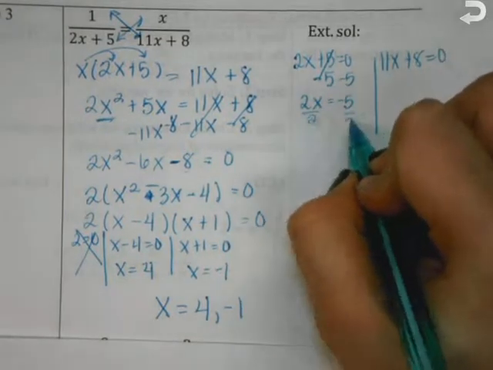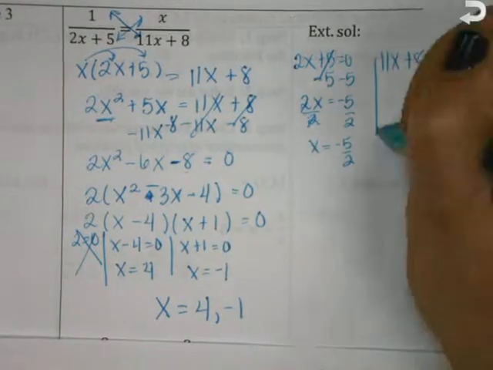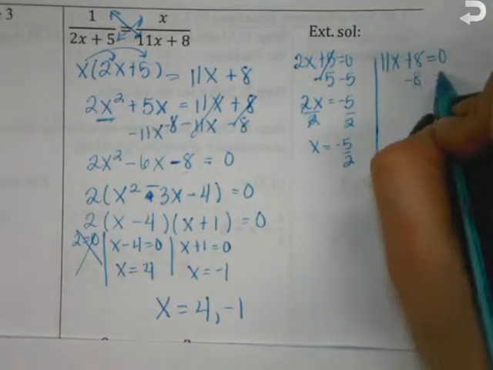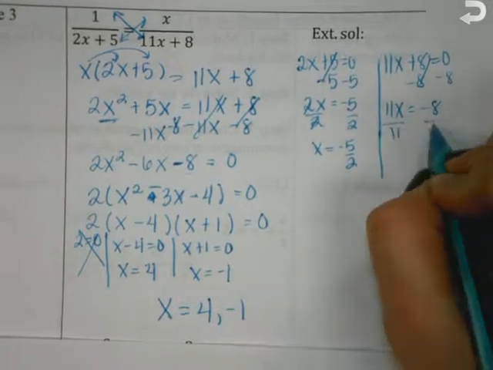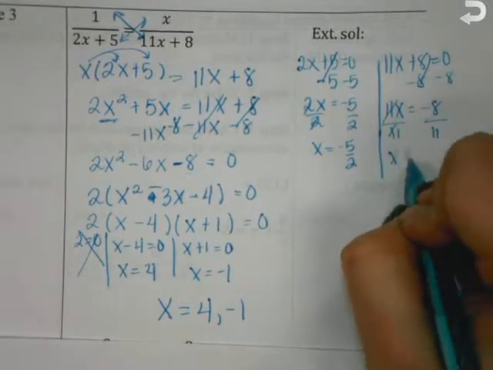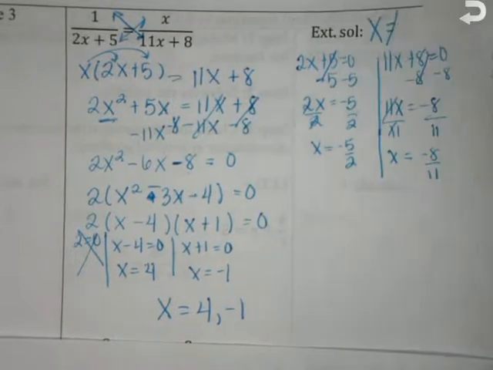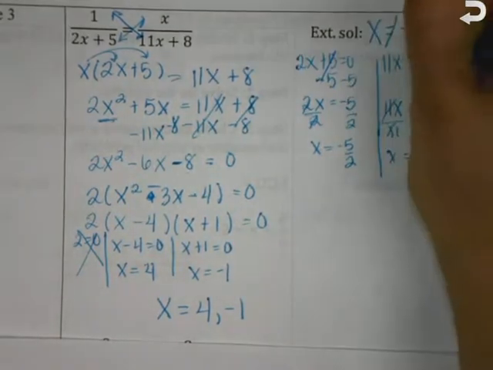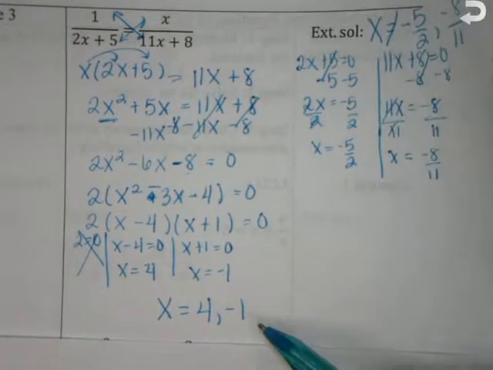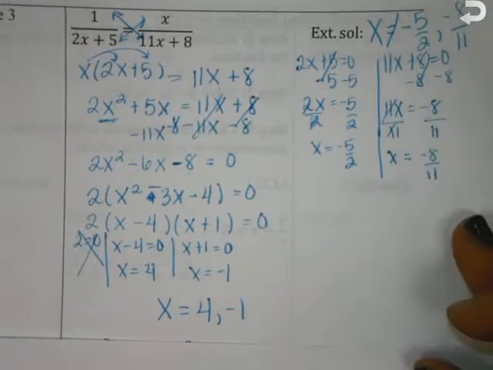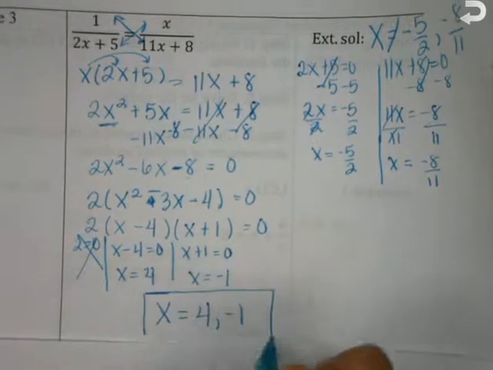Subtract 8. 11x equals negative 8, so that gives us x equals negative 8 over 11. So my extraneous solutions are x cannot equal negative 5 over 2 or negative 8 over 11. So is my answer of 4, negative 1 acceptable? Yes. So that is your answer. Make sense? Not bad?